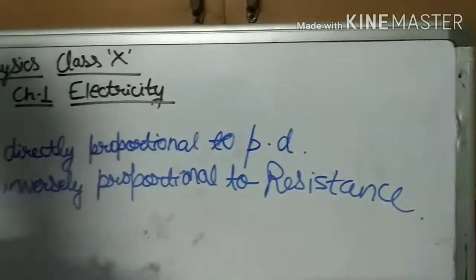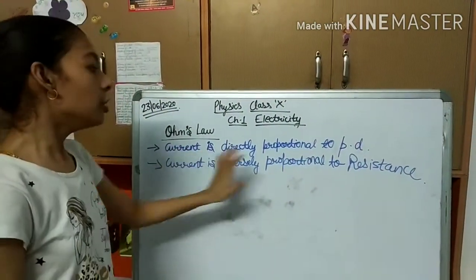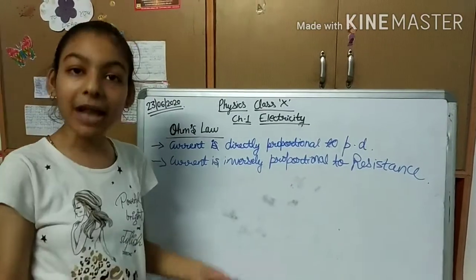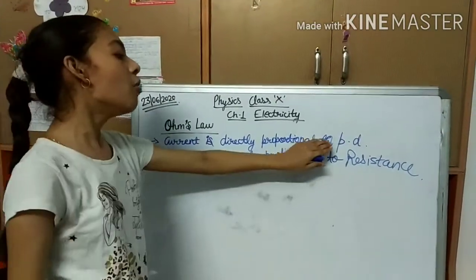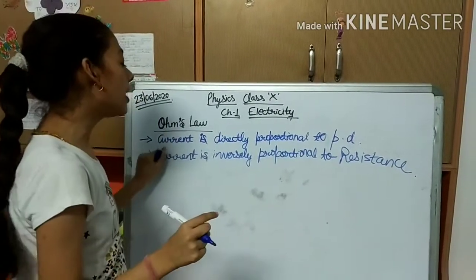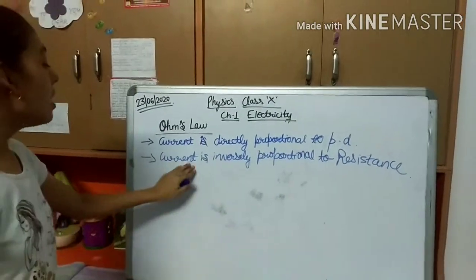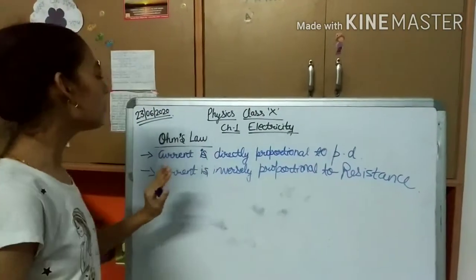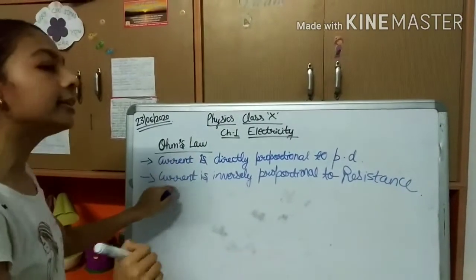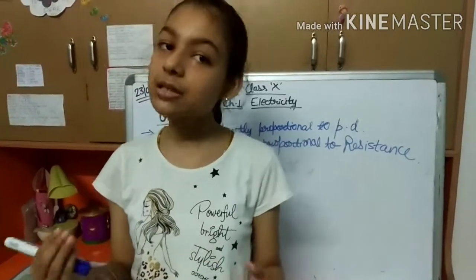Right. Suppose, I will explain more elaborately. Suppose current is half. Current is half, so PD will also be half because it is directly proportional. The questions will come like this: if current is half, then what will be your PD? PD will also be half, because current is directly proportional to PD. If current is double, potential difference will also be double. Now we'll come to this: current is inversely proportional to resistance. If current is half, resistance will become double because it is inversely proportional. If current is double, resistance will become half. So these types of questions will come in short answer type questions also.